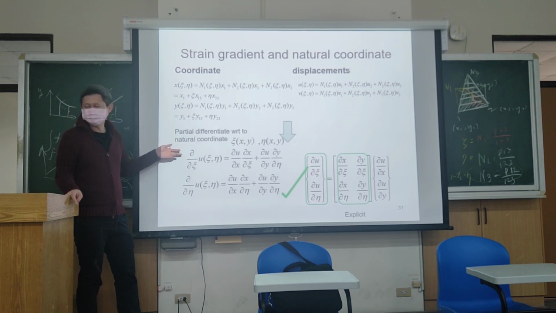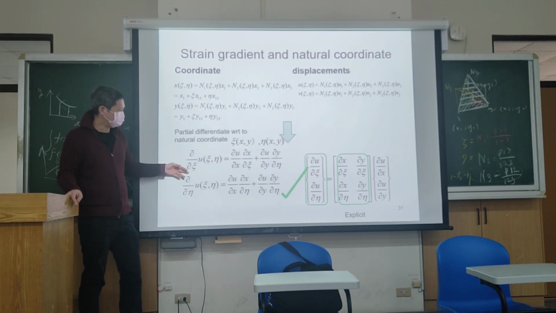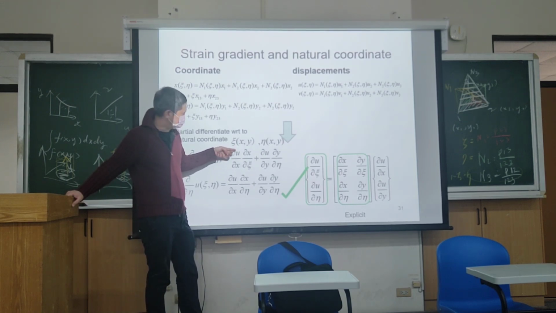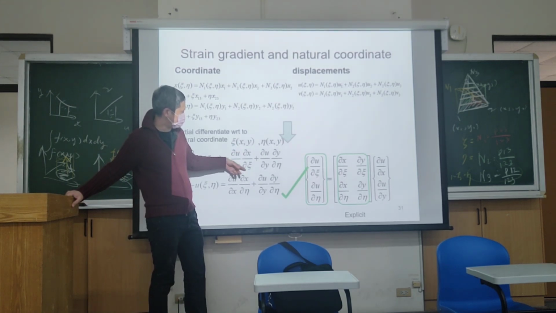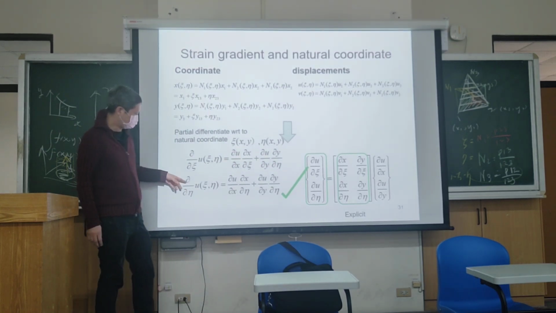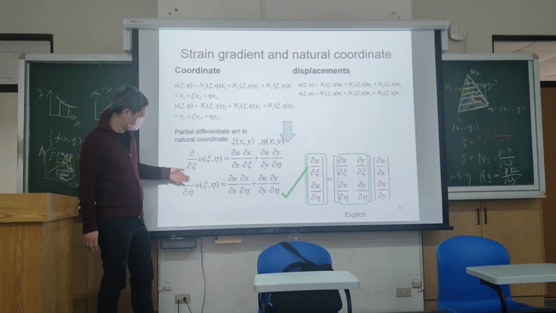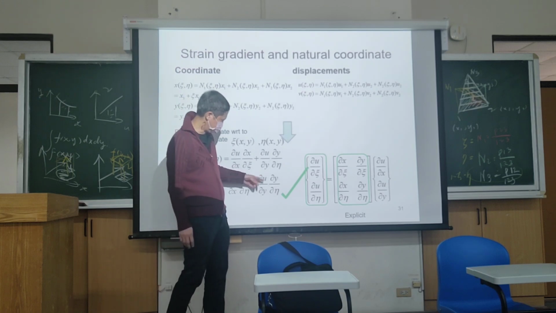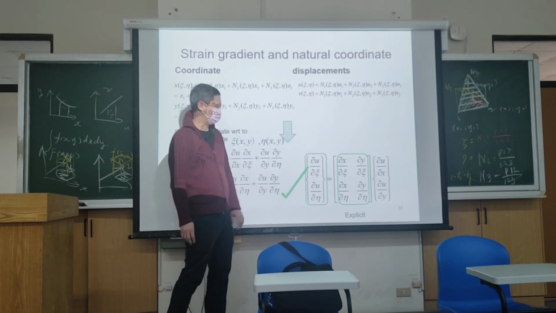Okay, but now we just take the natural gradient. It is del u del psi. By taking the chain rule, del u del psi can be expressed as del u del x del x del psi plus del u del y del y del psi. And then also the coordinate in the y direction can be taken to be part of the gradient in the eta direction. This del u del eta is then expressed as del u del x del x del eta, and then del u del y del y del eta.